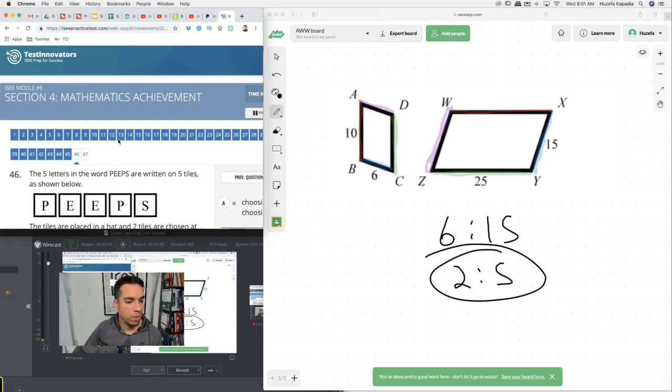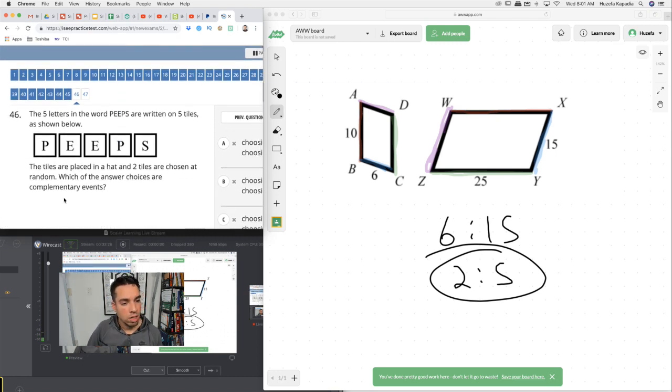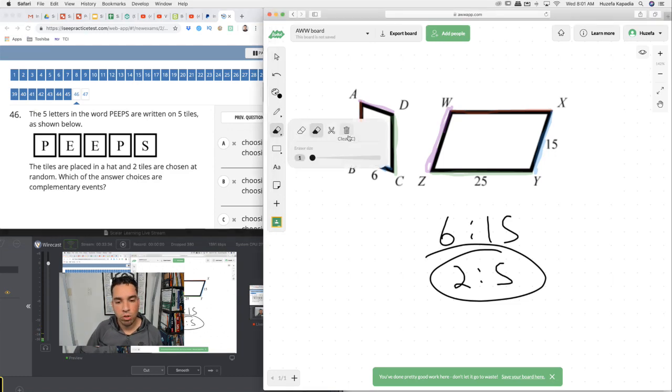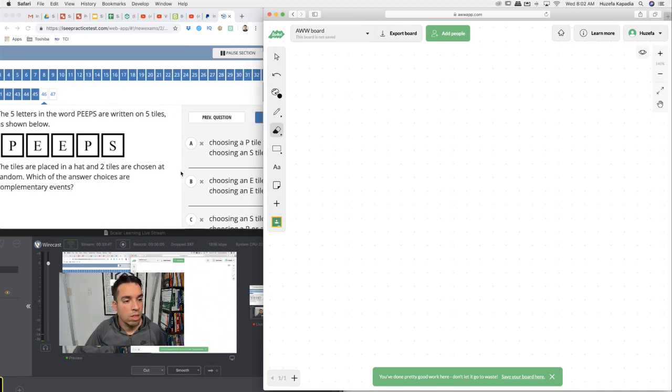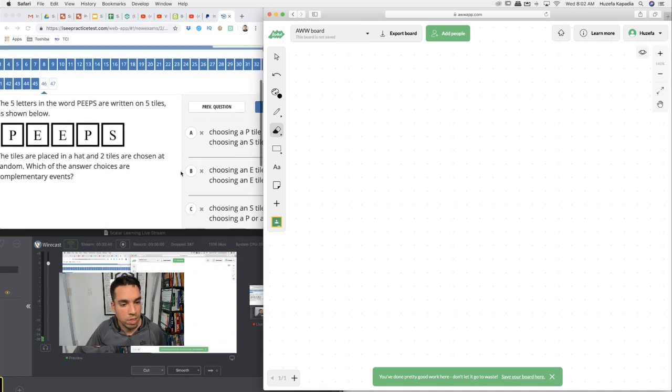46. The letters PEEPS were written on 5 tiles shown below. Tiles are placed in 2 hats, and 2 tiles are chosen at random. Which of the following answer choices are complementary events? Meaning, complementary means the two events cover the entire universe of total potential choices. So we can either choose a P, an E, or an S, right? So let's see which events give us those options of choosing P, E, or S.